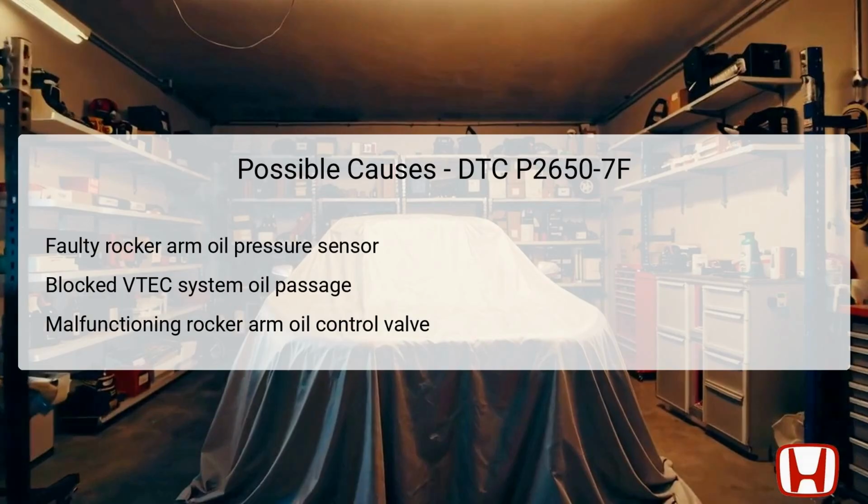Several factors can lead to the DTC P2650-7F recording. The first possible cause is a faulty rocker arm oil pressure sensor. This sensor may produce incorrect readings, which can mislead the PCM into interpreting low oil pressure. Detected low output from this sensor triggers the DTC. Secondly, blockage in the VTEC system oil passage can restrict oil flow, impeding the proper functioning of the rocker arms and contributing to low pressure readings. Additionally, a malfunctioning rocker arm oil control valve may not allow sufficient oil pressure.